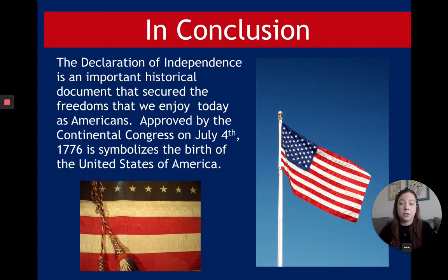So in conclusion, boys and girls, the Declaration of Independence is an important historical document that secured the freedoms that we enjoy today as Americans. It was approved by the Second Continental Congress on July 4th, 1776. Why do we celebrate Independence Day? All because of the Declaration of Independence. It symbolizes the birth of the United States of America.